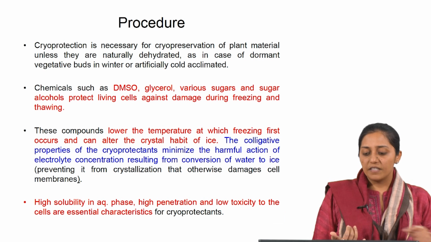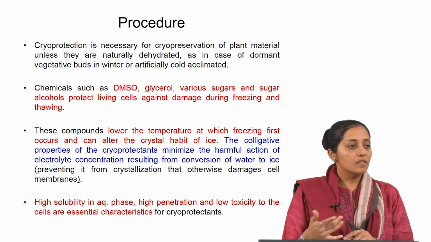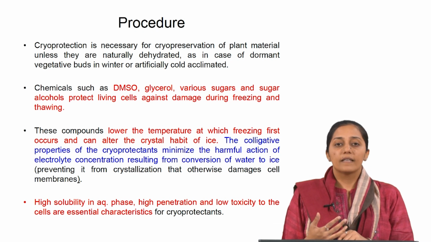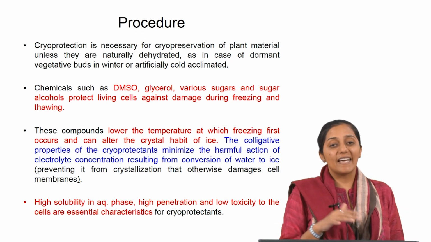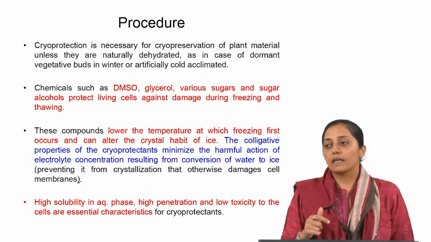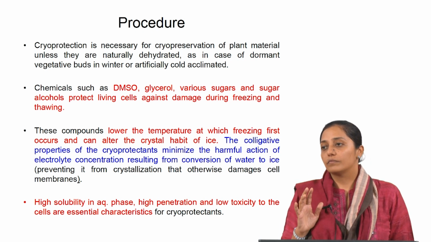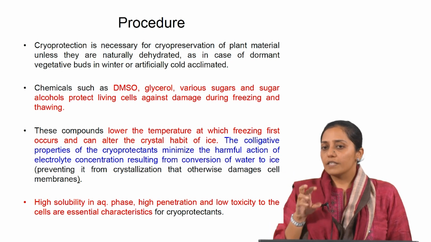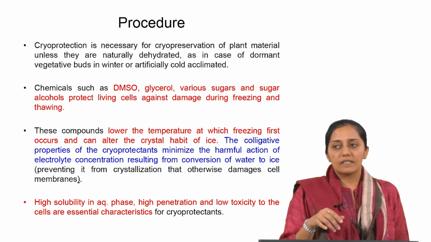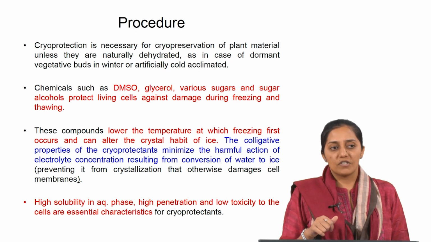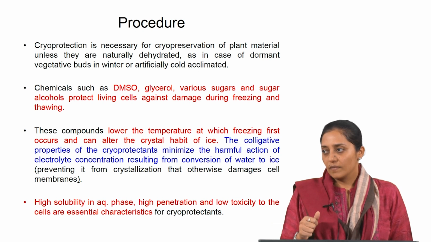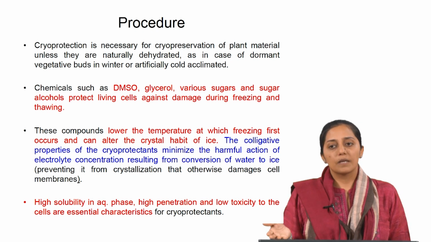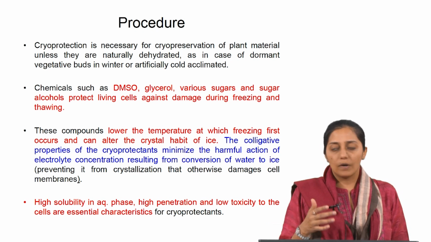So chemicals such as DMSO, which we use in in vitro conditions, glycerols, various sugars, and sugar alcohols help by protecting the living cells against damage under sub-freezing conditions. Now the question arises, how do they protect? These compounds do what? You must have heard during your 10th and 12th standard about lowering of freezing temperatures. How does it happen? You increase the solute concentration, and the freezing point of the solution or the solvent reduces.